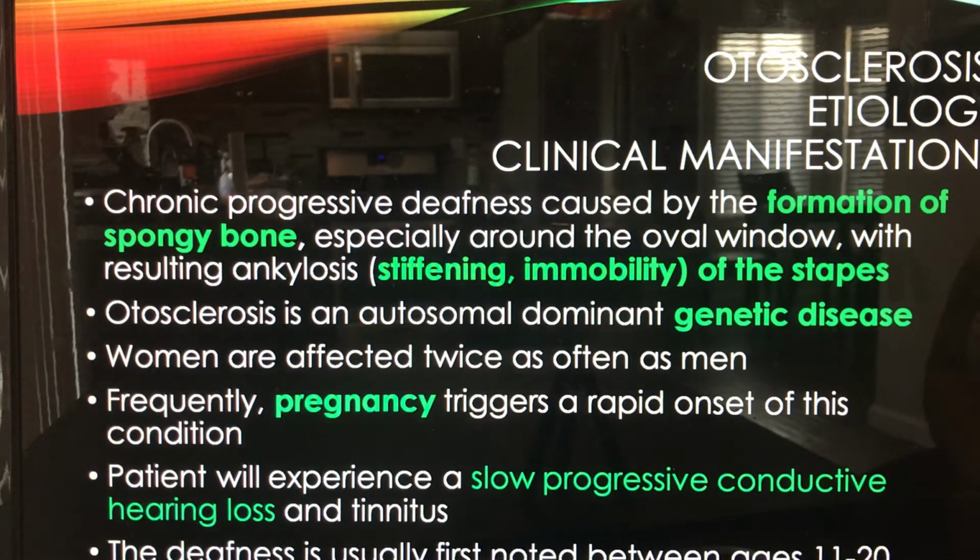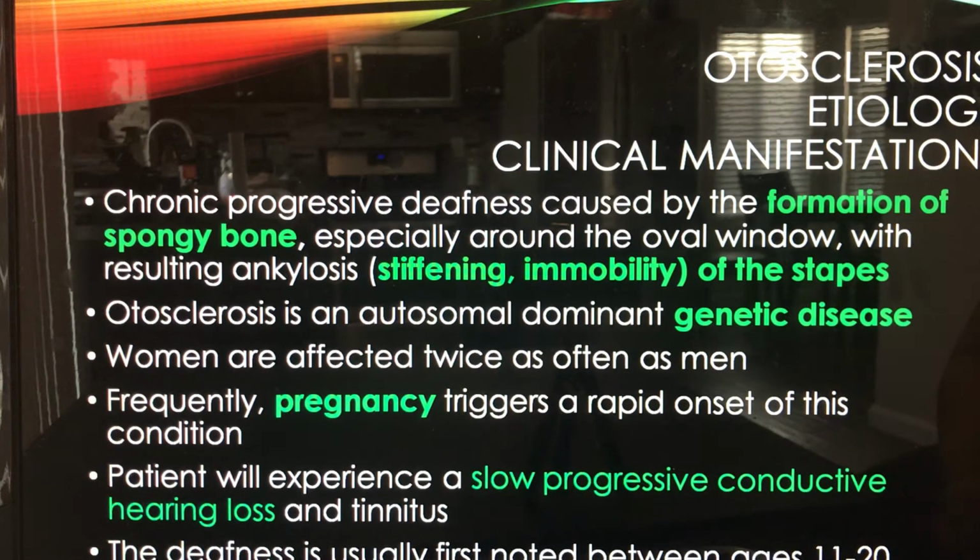So now I'm going to talk about otosclerosis. This is a chronic progressive deafness caused by the formation of spongy bone, especially around the oval window, with resulting ankylosis. So this is going to be stiffening and immobility of the stapes.